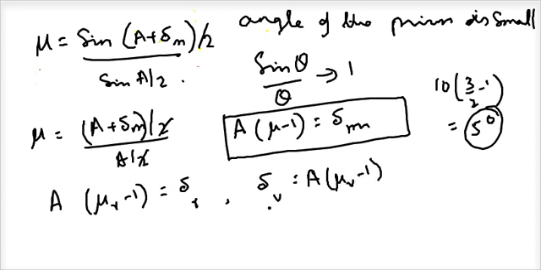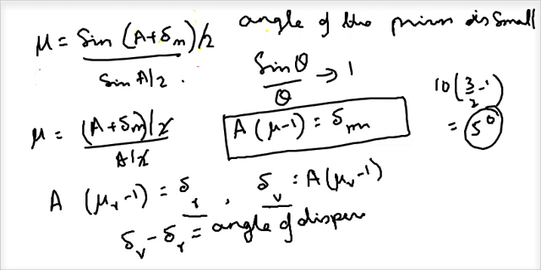Now we know that violet gets more deviated than red. So we will say that d v minus d r is what is called the angle of dispersion. Angle of dispersion is the deviation suffered by violet minus the deviation suffered by red. Violet suffers a greater deviation because it has a lesser lambda, hence greater mu. So if mu is greater, the deviation will be more. Then that will become equal to A into (mu violet minus mu red). So this is called the angle of dispersion.